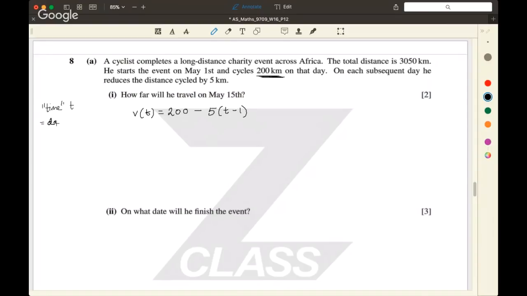So I'm going to say the time t is the date. On the first, t is equal to 1, 1 minus 1 is 0, and he travels 200 kilometers. I'm calling this velocity the velocity per day, not instantaneous velocity. Obviously, it's not 200 kilometers per second, it's 200 kilometers per day. On the first day, t is equal to 1, so this is just 200. On the second day, t is equal to 2, so it's 2 minus 1, which is 1. So you subtract 5, and so on.